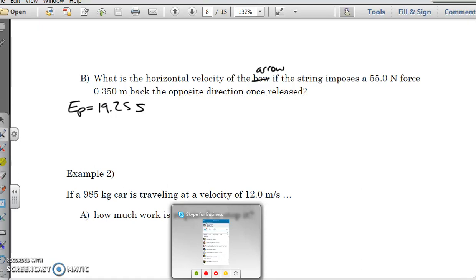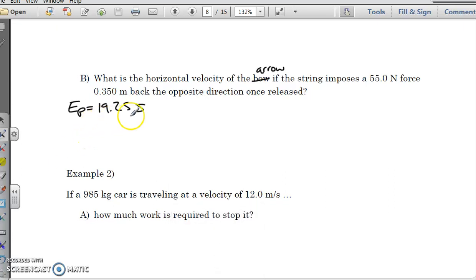Well, this potential energy is really just being converted into kinetic energy. All that change in energy is going to be going back into kinetic energy. That is going to be the amount of work that is being done. This is going to apply 19.25 joules of work to that arrow. So, moving along here, work is equal to the change in energy. That change in energy is 19.25 joules. Right? We know the work is that force through a distance, 19.25 joules.